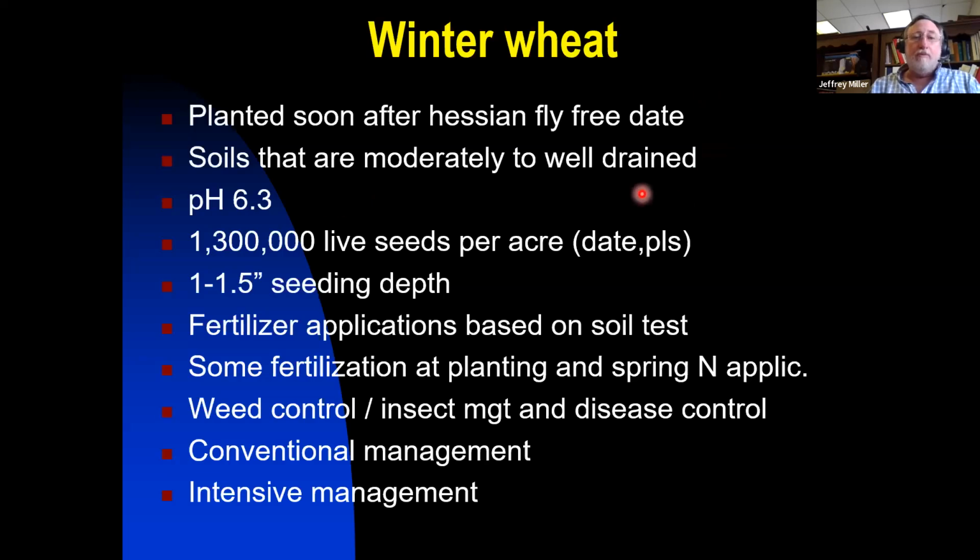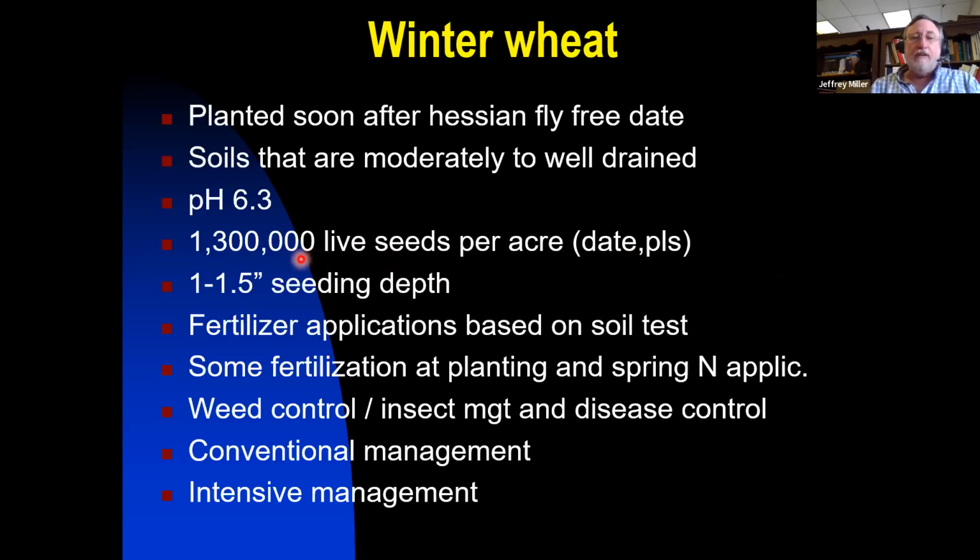You want to plant 1.3 million live seeds per acre. And that means that you have to go to the seed bag and you have to determine what the percentage live seed is. And if it's not 100%, which it won't be, let's say it's 90%, well, that means that you have to apply more than 1.3 million live seeds to get that number in the field. And so if it's at 90%, you have to really apply 1.4 million live seeds per acre to get that 1.3 million plants.